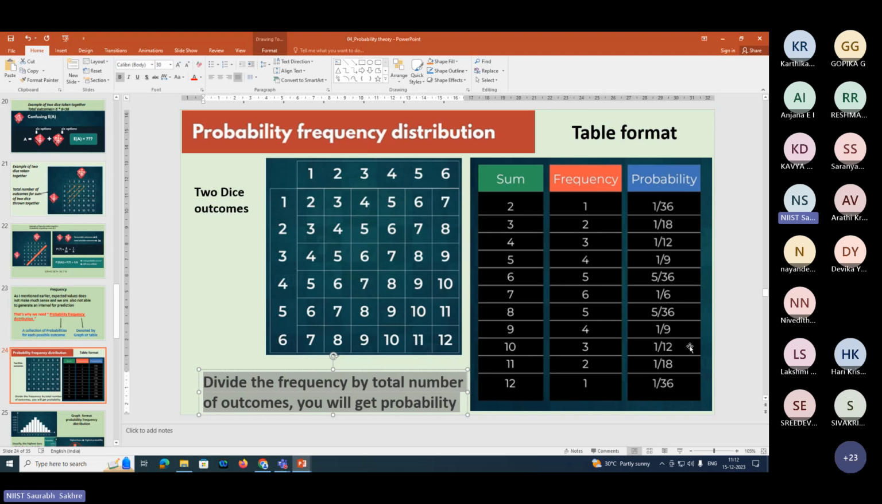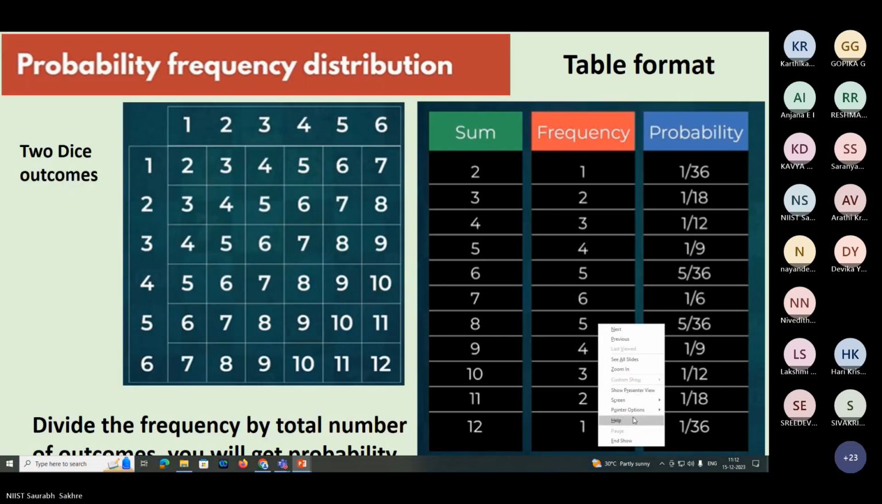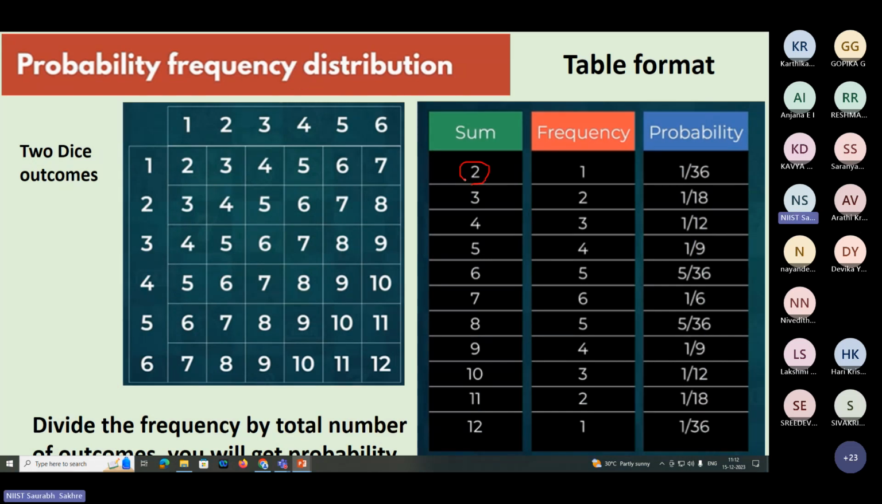Let's say I want a sum of 2. So 2 can occur one time only. You can see here 2 can occur one time only. So its frequency is 1 and probability will be of course 1 by 36, because the total number of outcomes, 36, is fixed. Now sum of 3. I can get 3 two times. So the frequency is 2 and the probability will be 2 by 36, that is 1 by 18.